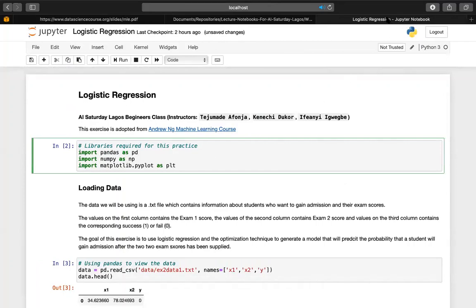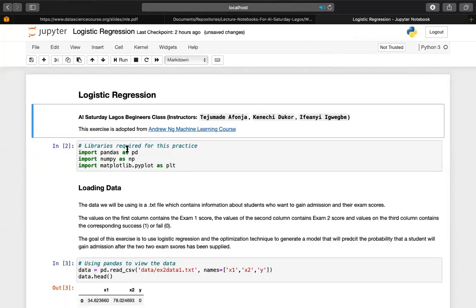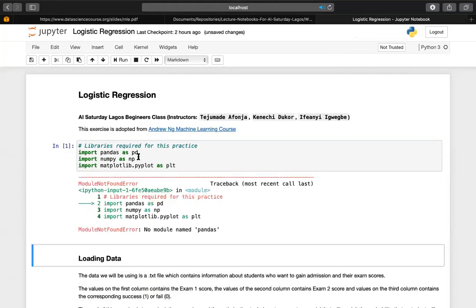So here you would see what logistic regression is, and how maximum likelihood estimation is applied to it. This is something we did in cohort 3. So as usual, we import the required libraries.